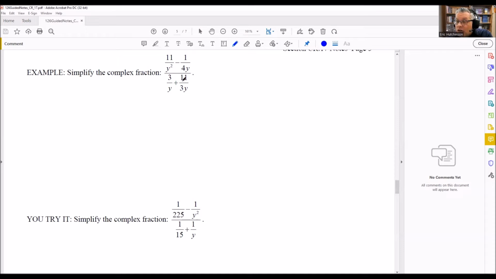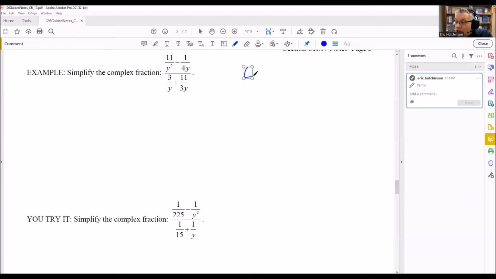And you also look at the numbers. You want to pick the smallest number that both 4 and 3 will divide into evenly, and that is going to be 12. Okay, so the LCD here is going to be 12 and then y squared. So now I want to put 12y squared next to everything that I have here.